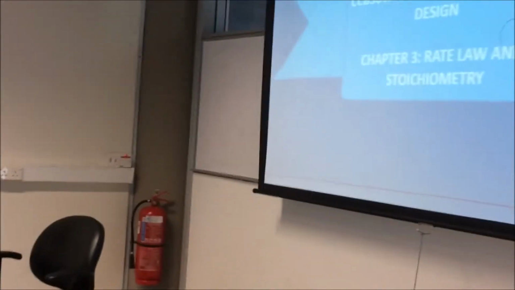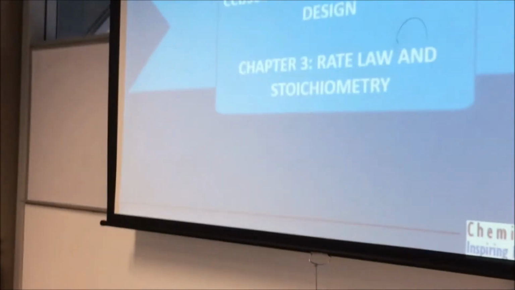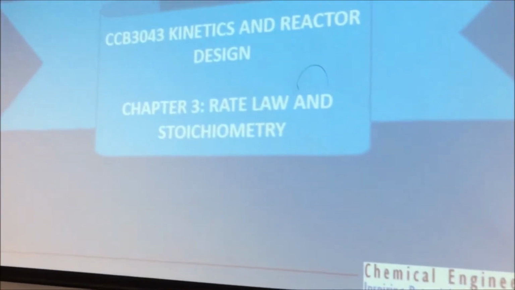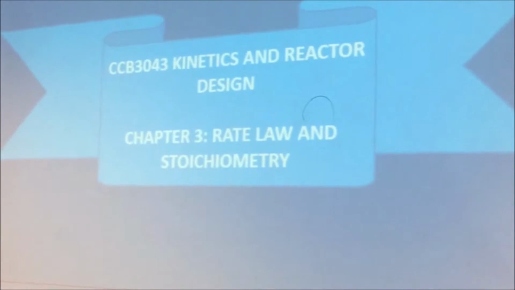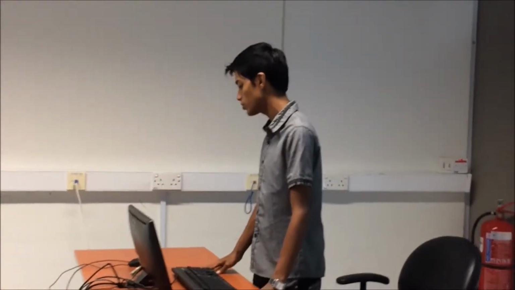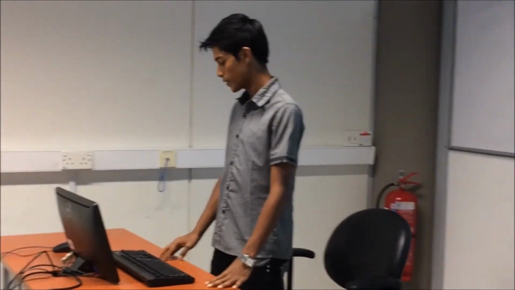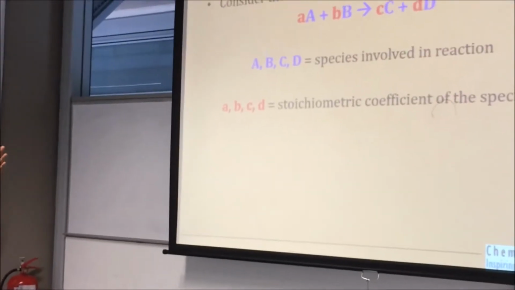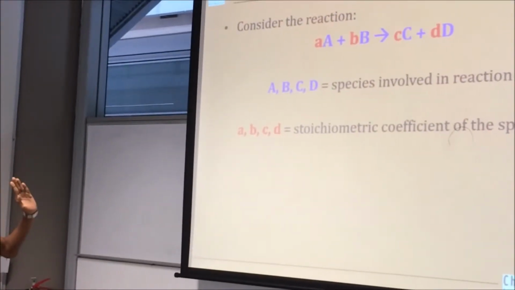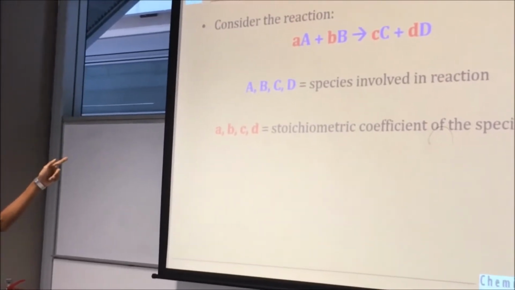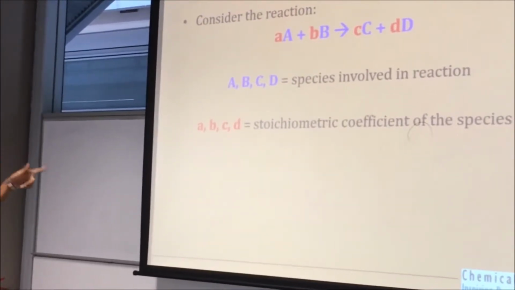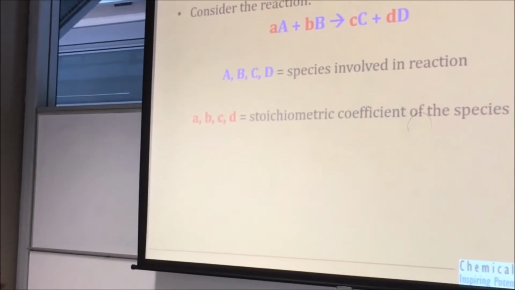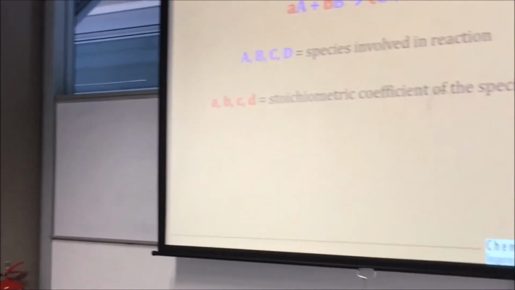Okay guys, today we're gonna learn chapter 3 for KRD Jan, which is rate law and stoichiometry. I bet all of you have studied this during your high school, right? Yes. So in this chapter we're gonna go deeper into rate law and stoichiometry. Okay, firstly we're gonna consider this reaction, the red one and the blue one. The red one will be the stoichiometric coefficient, and the blue one is the species involved in the reaction. Understand? Yes. Okay.